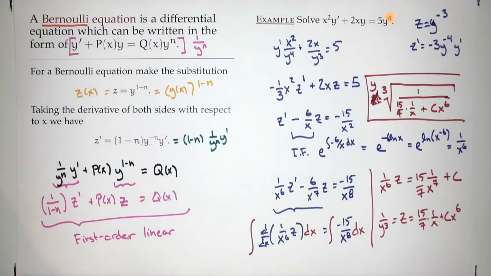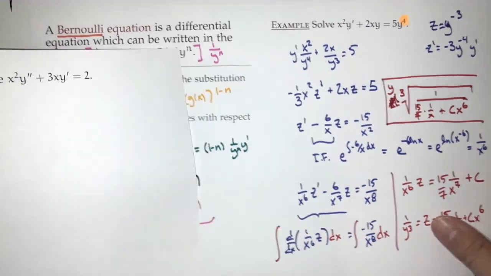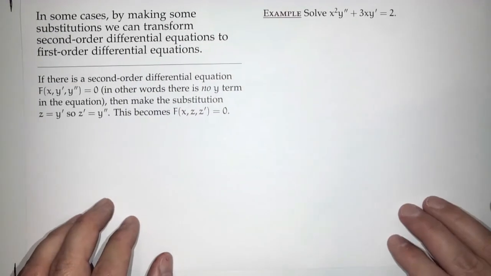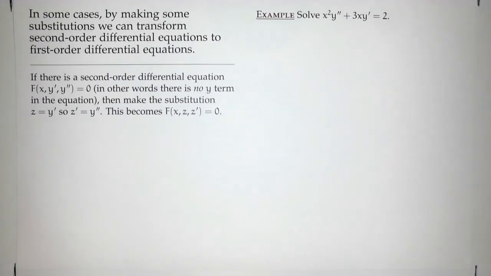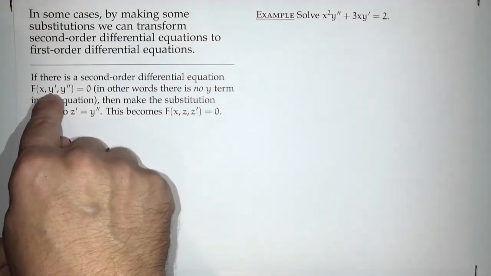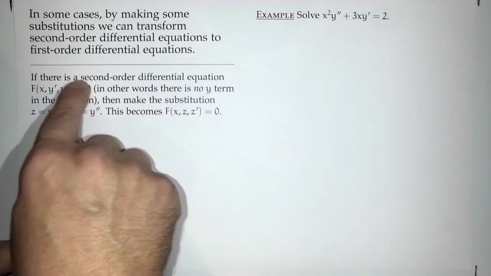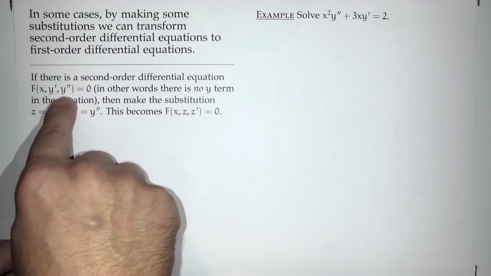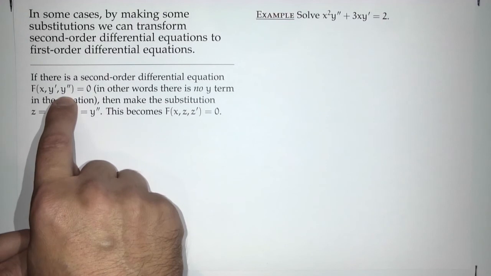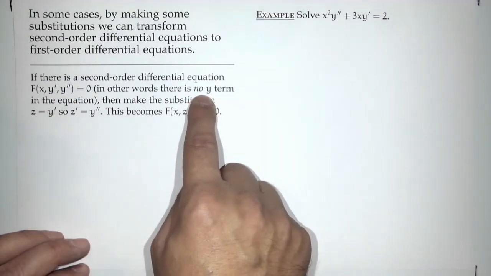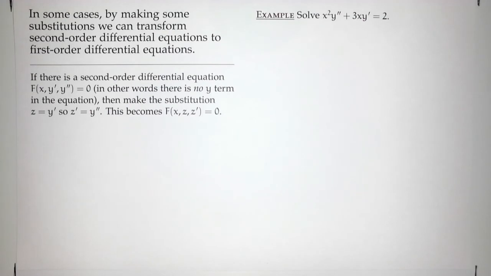All right. One last note for today. In some cases, it's possible to take a second order differential equation and turn it into a first order differential equation. So what's a really simple example? Well, suppose you have f of x, y prime, y double prime. Now, when you see this, you should think, oh, there's some expression. There's an x involved, there's a y prime involved, there's a y double prime. What is not involved? Y. There's no y.